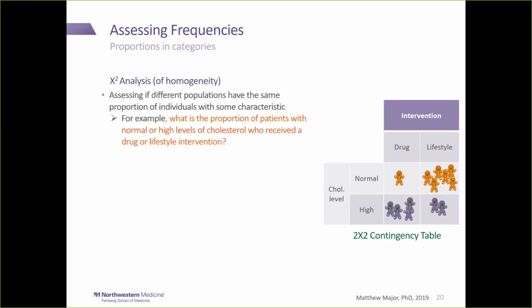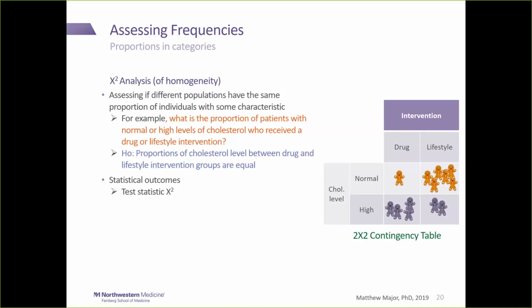And we see there on the right is a 2x2 contingency table. What we're basically doing is we're just counting the amount of individuals falling into each group. The null hypothesis in this case is that the proportions of cholesterol level between drug and lifestyle intervention groups are equal. The statistical outcomes that you receive from this analysis is the chi-squared, that's your test statistic that you'll often see, and the significance of the difference in the proportions between the two groups. This is your p-value. We'll talk about p-values later on and the importance of them and how to interpret them.